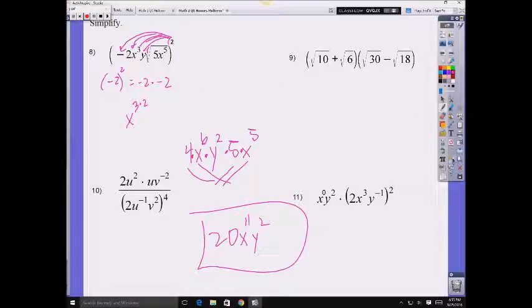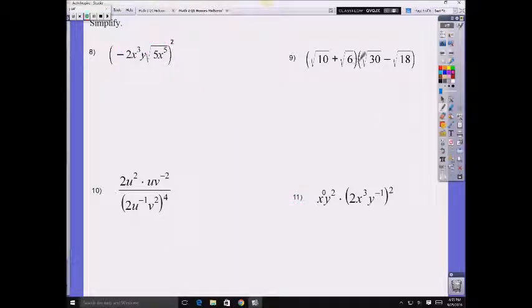Number 9 is a multiplication problem. And square roots of none of these are like terms, so I cannot add square roots of 10 to square roots of 6. So here we go. I'm going to have square root of 10 times square root of 30. That is 10 times 30. 10 is, check this out, in 30, that is 10 times 3. There is my square. So square root of 10 times square root of 30 is 10 square roots of 3.